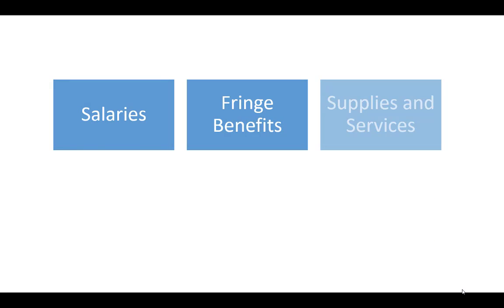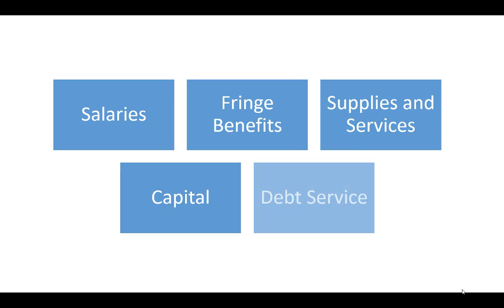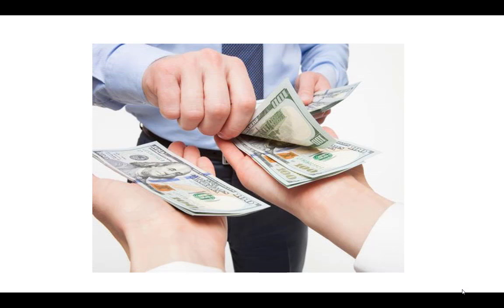Expenditures by object include salaries, fringe benefits, supplies and services, capital, and debt service. These categories describe what we plan to pay for. Salaries are the largest expenditure category by object for Madison College. Approximately 60% of the college's operating budget is spent on salaries for its employees.